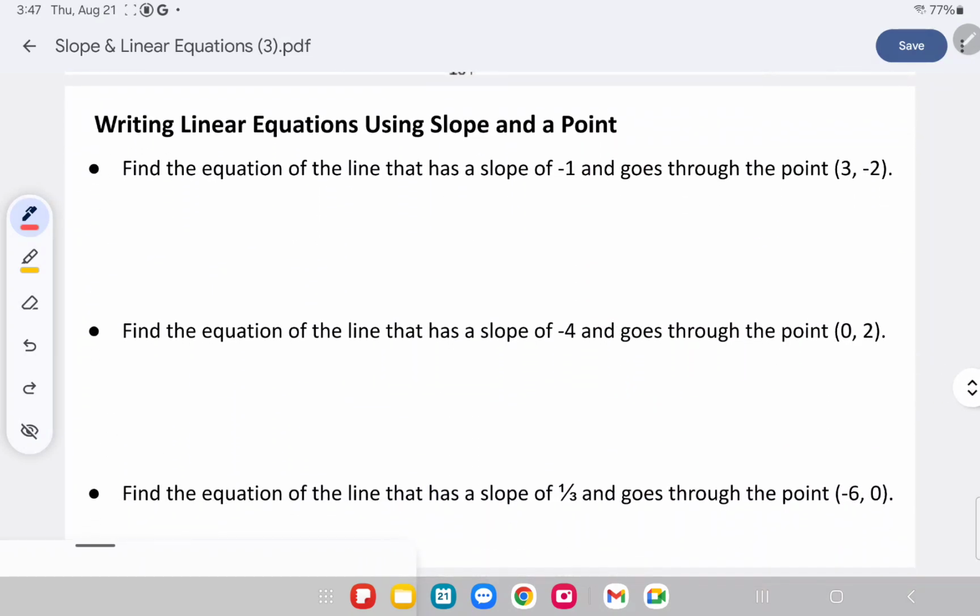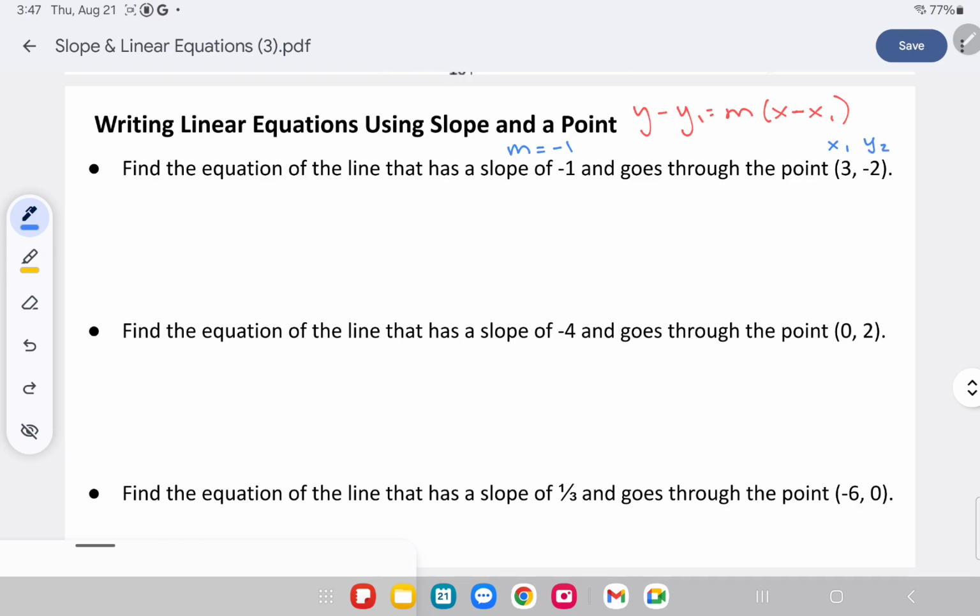If we don't know the y-intercept, then a lot of times we'll need to use point-slope form instead, where instead of the y-intercept, we can know any point. So for this first equation, it tells us that the slope is negative 1. That's our m. And it tells us that the point is (3, negative 2). So we have an ordered pair.